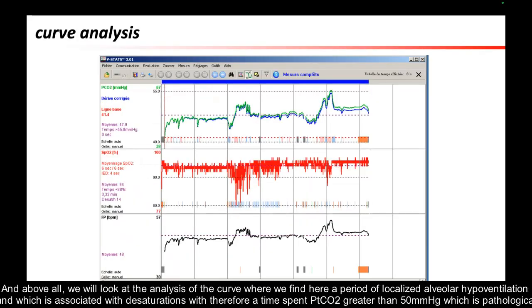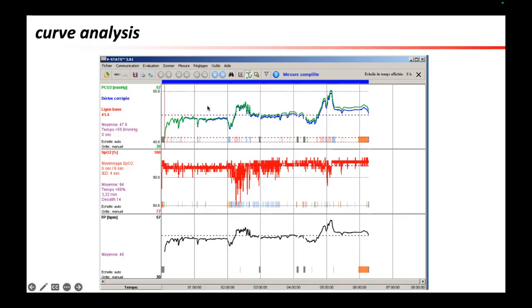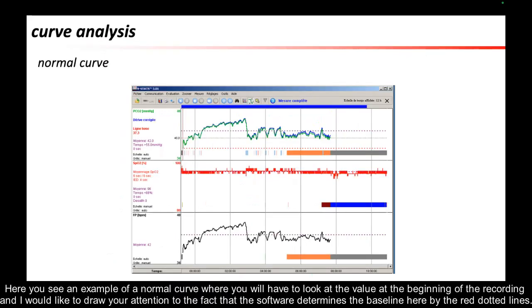And above all, we will look at the analysis of the curve, where we find here a period of localized alveolar hypoventilation, which is associated with desaturations, with therefore a time spent at a PtCO2 greater than 50 millimeters of mercury, which is pathological. Here you see an example of a normal curve, where you will have to look at the value at the beginning of the recording.